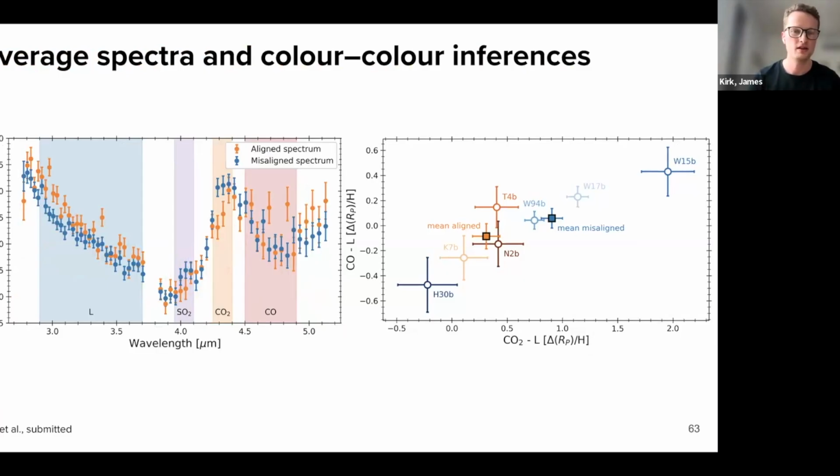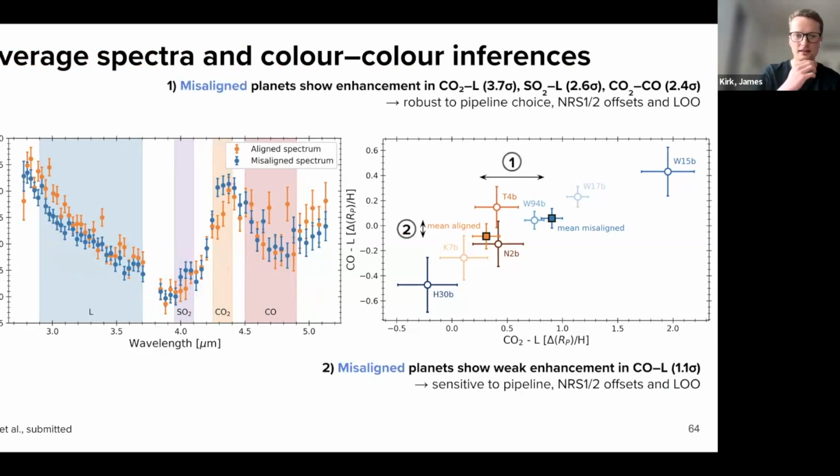So looking at the left-hand side, the comparison of the 2 means, we see that at first glance, they appear to be quite similar. But actually, there are some interesting color differences. And specifically, the misaligned planets show an enhancement in their CO2 minus L band color at the 3.7 sigma level. Essentially, they have stronger carbon dioxide absorption features and weaker water absorption features relative to the aligned planets.